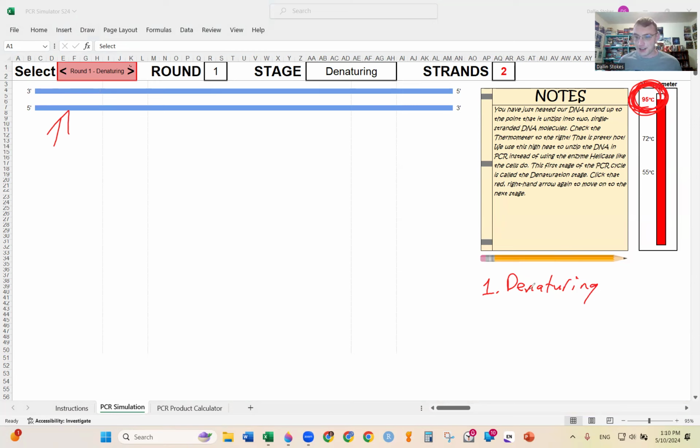Now, this is a term that we use for separating the DNA strands, and the way you could think of it is, sorry guys, I'm a little out of it today.